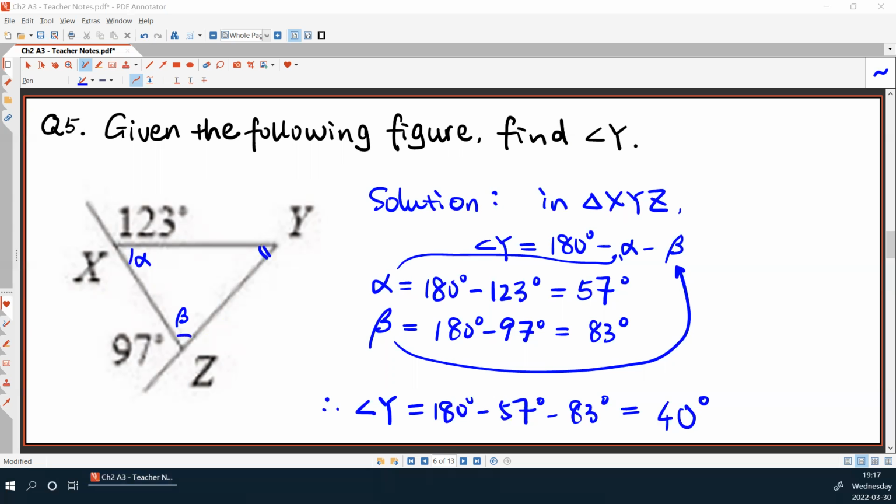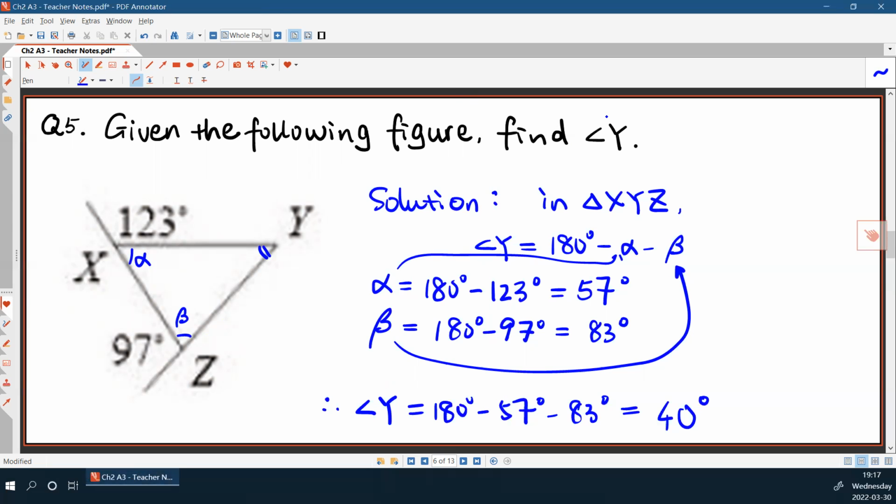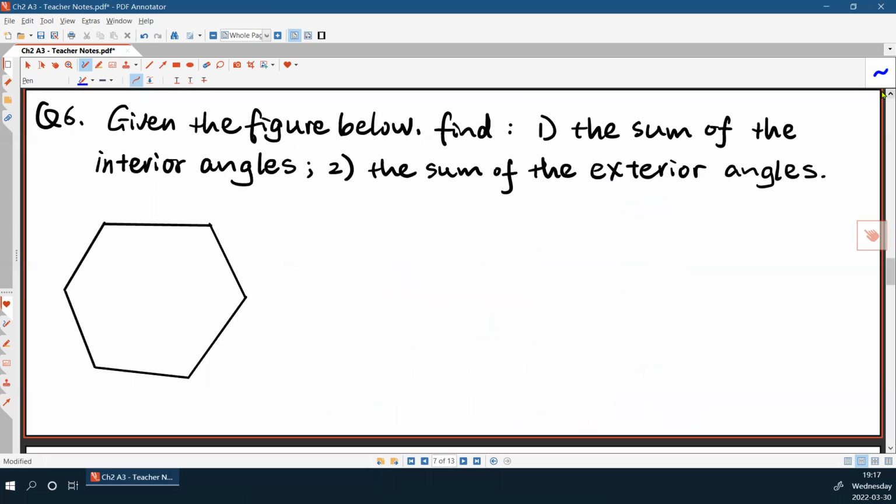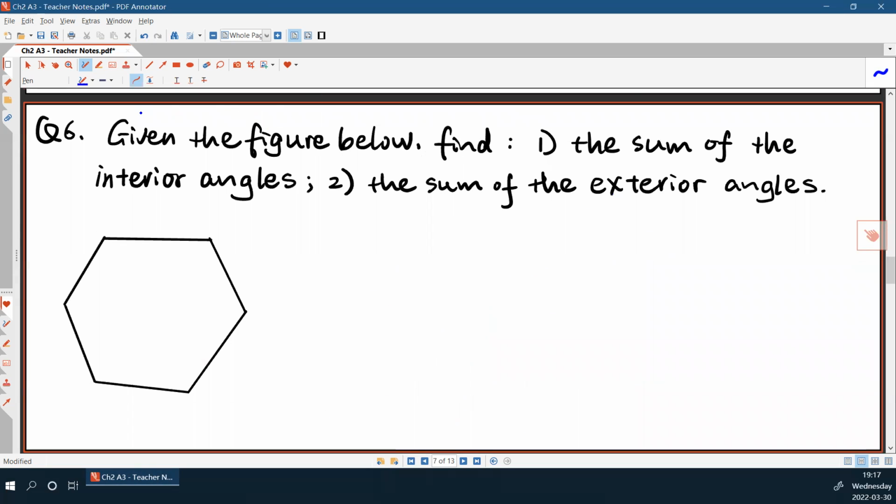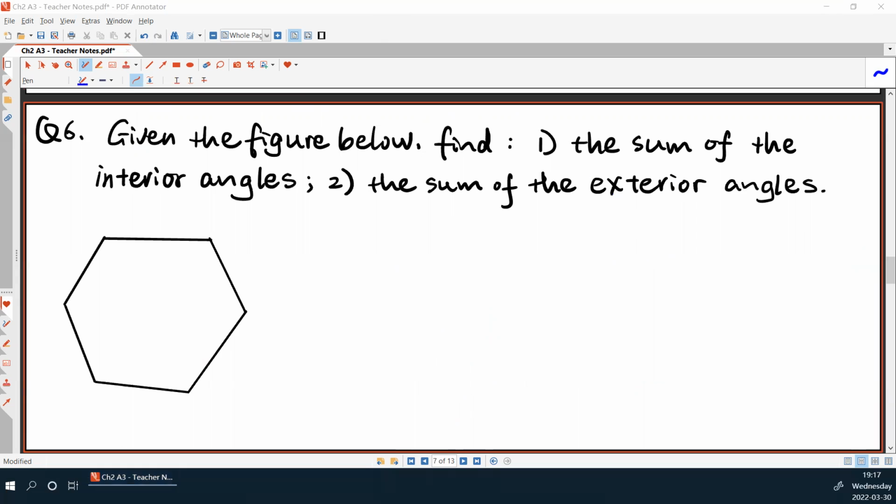Okay. All right, next one. Do you need to have a look at this question first? Have you done this? Yeah.